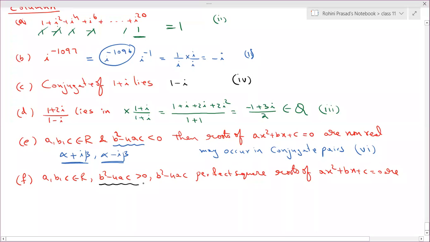Discriminant is greater than 0 and a perfect square. So your roots cannot be conjugate pairs. Conjugate pairs means it will be in the form a plus ib and a minus ib. So it is not necessary; without that it is also possible. So the roots may not occur in conjugate pairs.